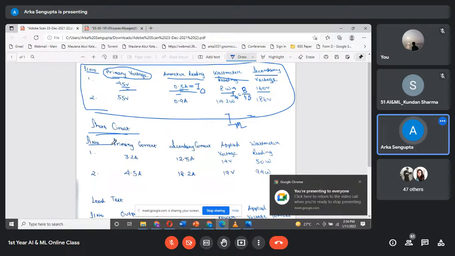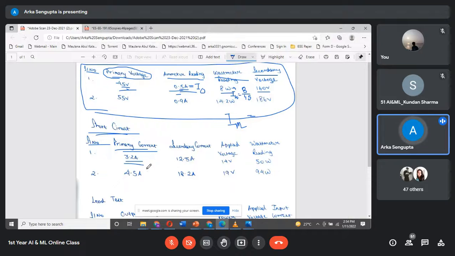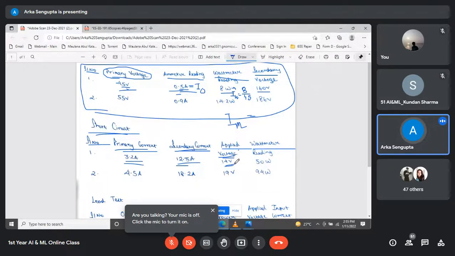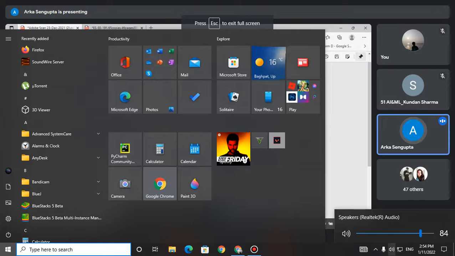In the short circuit test, we have the primary current. How much current is flowing on the high voltage side, and how much current is flowing on the low voltage side? That is calculated from the ammeter reading. There is the applied voltage, that is, how much voltage we have applied on the primary side of the transformer, on the high voltage side, that is being seen over here.